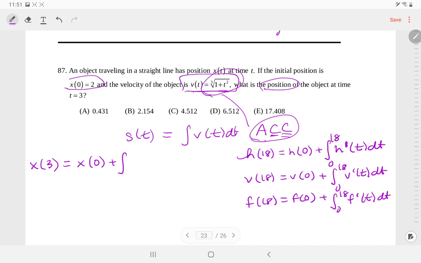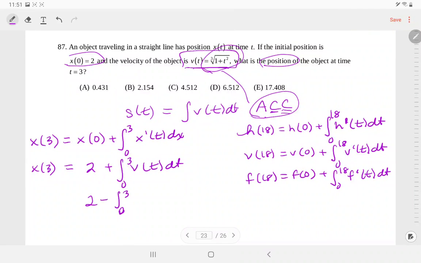Okay, so my height at age 3 is my height at age 0 plus the integral from 0 to 3 of my changes in height. Okay, so x of 0 is 2. X of 3 is what I want. And then this, the x prime is v. So what I've done is I've changed it to be able either to look at a graph if it was one of those graph given problems, or in this case, I've now changed it from not knowing how to take an antiderivative, because that's an impossible antiderivative, to being able to type it into my calculator.